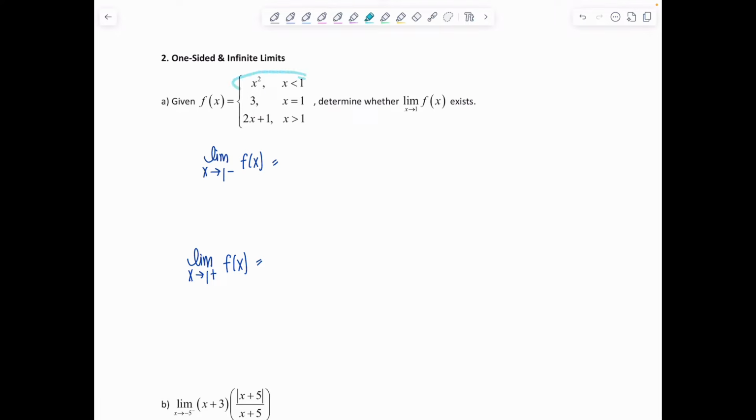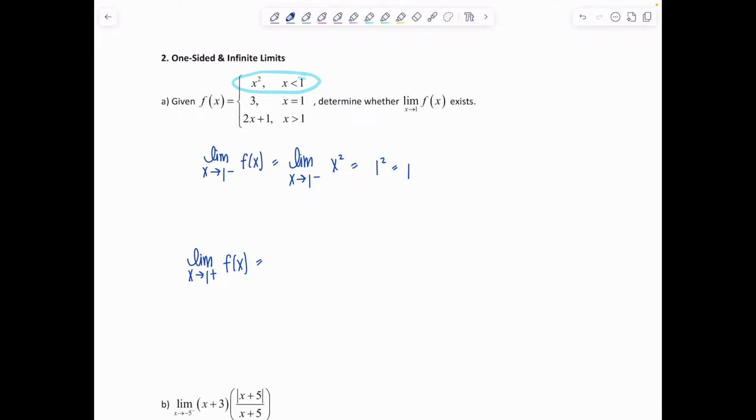So as x approaches 1 from the left, we're coming from values that are smaller than 1. So we're in this part of our piecewise function. So we're going to use x squared for f of x. And then we can just use direct substitution. You just substitute in 1. I know we're approaching 1 from the left. That doesn't mean you're going to substitute in like 0.99. Don't do anything weird like that. This is just telling you which part of the piecewise function basically we're using. So 1 squared, which is 1.